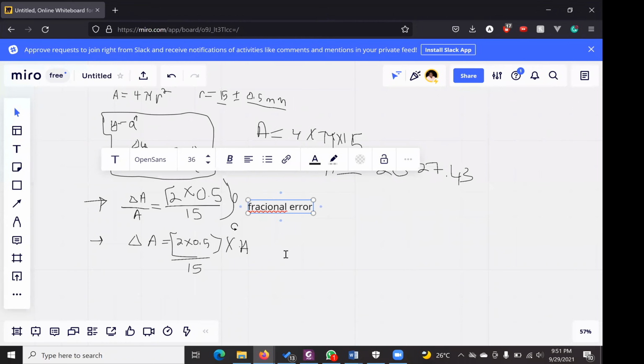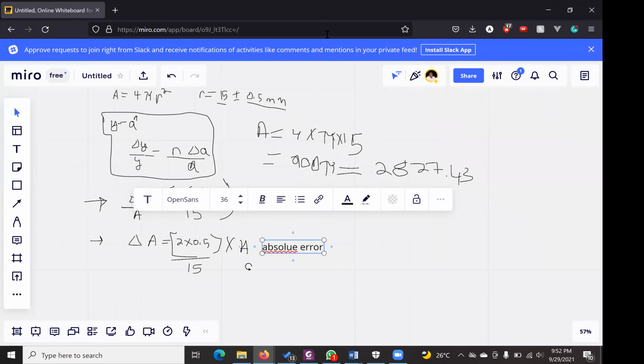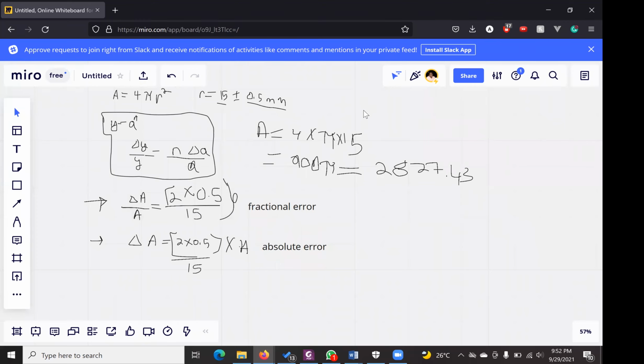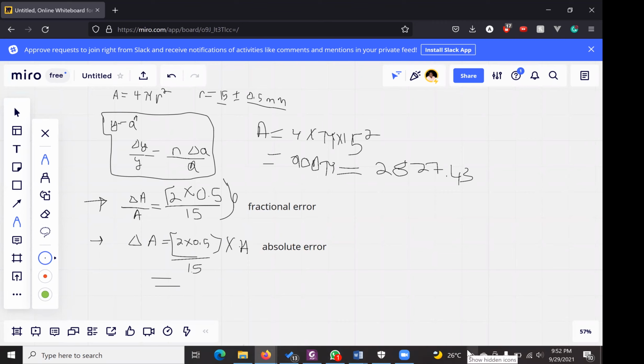So you're sure 4 pi times 15 gives 900 pi? 4 times pi times 15 squared. 900 pi. Oh, 15 squared, correct. All right, sir. Yeah, that's the area up here. And so you have 2 times 0.5 over 15 times 900 pi. If you have a calculator that can give you the pi symbol, I'd recommend that you not use the decimal version and use the actual pi in your calculator so that you keep your answer as exact as possible.